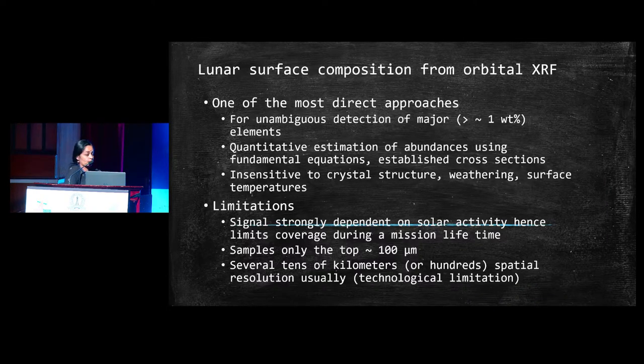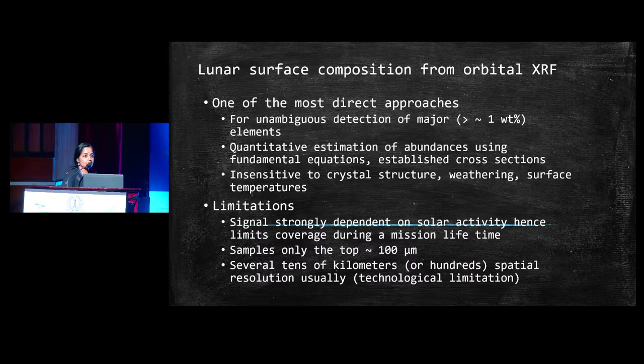And therefore, orbital X-ray fluorescence spectroscopy is used here. It's one of the most direct approaches, as I've said, and allows unambiguous detection of all major elements. On the moon, when we talk of major, minor, and trace elements, major elements are those whose composition is greater than 1 weight percentage. In planetary science, if you know all of the composition, we call it 100, and then we assign percentages to the elements that you detect. Here we are talking about major elements, which is anything greater than 1 weight percentage.